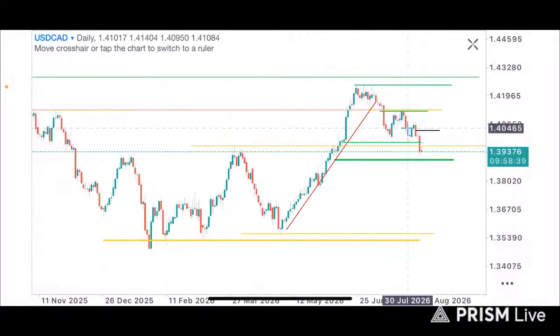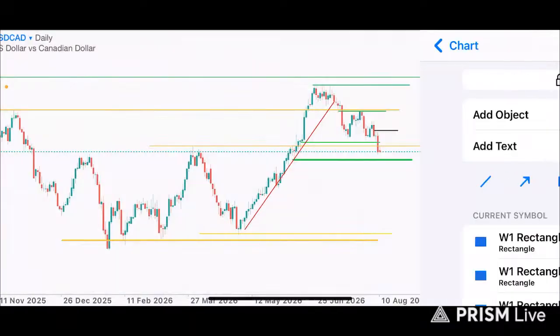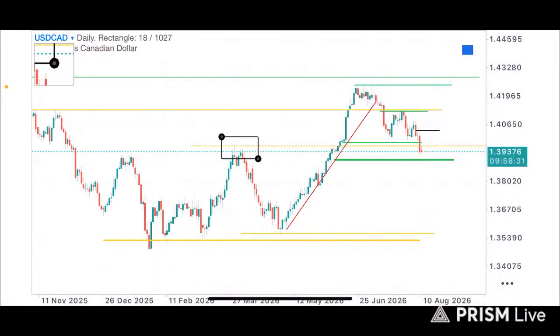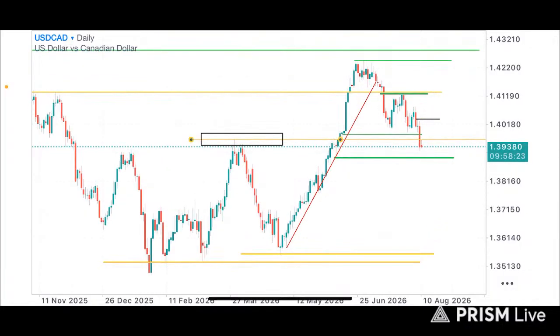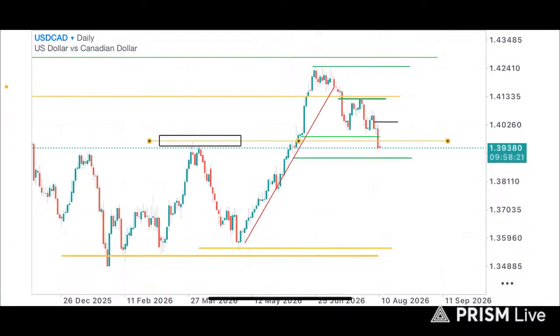Now I want you to keep your eye on this. Let me mark it out. On this demand level right here, this blue demand level I'm marking right here, that is this yellow demand level.